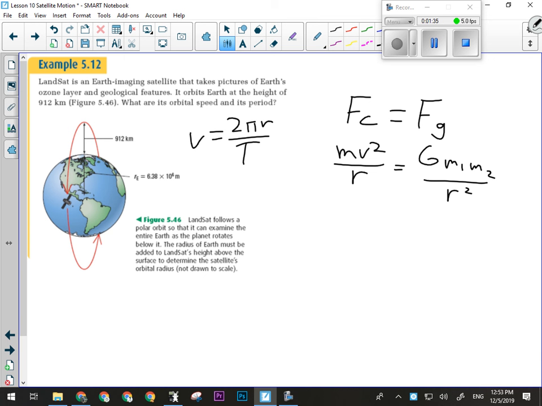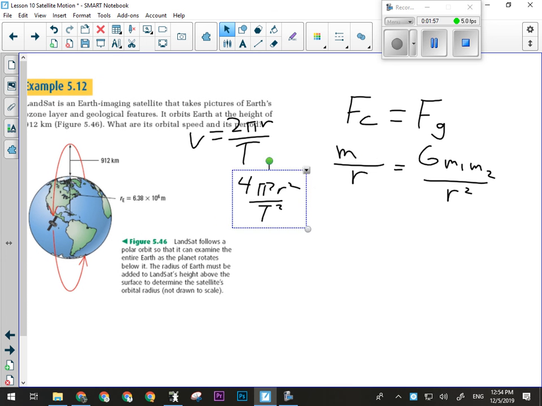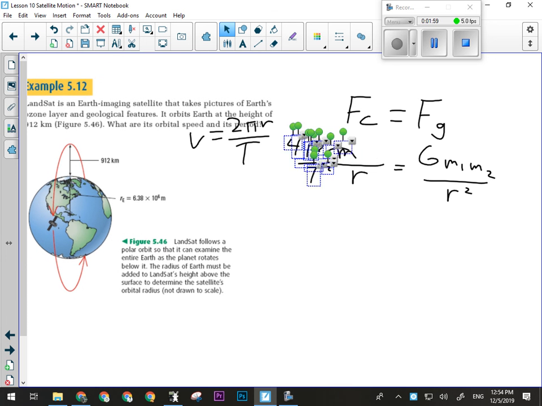All right, now in this formula, V is squared. So if I'm going to substitute this formula in for V, what do I have to do to it? Square it. Okay, what's 2 squared? 4. Pi squared? Pi squared. Right, r squared over t squared. All right, so I can take out the V and just move this into the formula. Right, so now I've got 4 pi squared times r squared over t squared, times m over r.